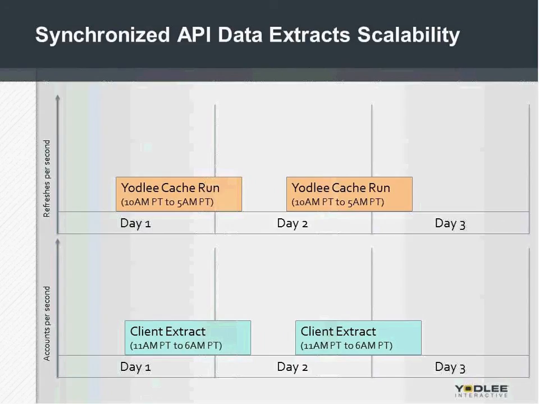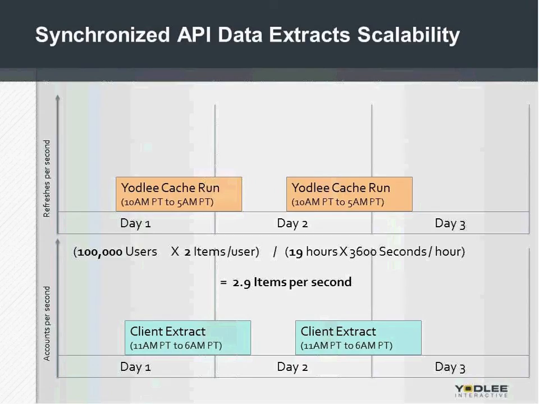And for those of you who are math fans, I've included a little bit of 7th grade algebra for everyone here. Here's a scenario: imagine you have 100,000 users in your system, and you have an average of 2 items per user. If you take 100,000 users and you have 2 items per user, that's 200,000 items that you're going to be extracting per day. Now if you divide that by a 19-hour window, that comes down to 2.9 items per second.